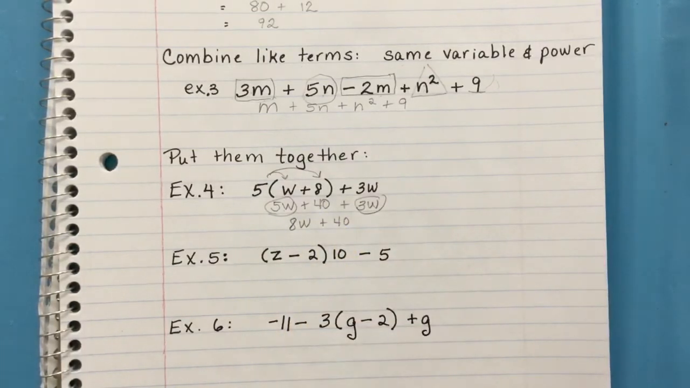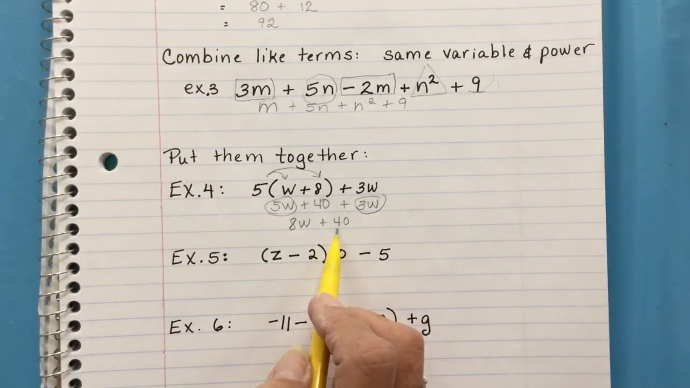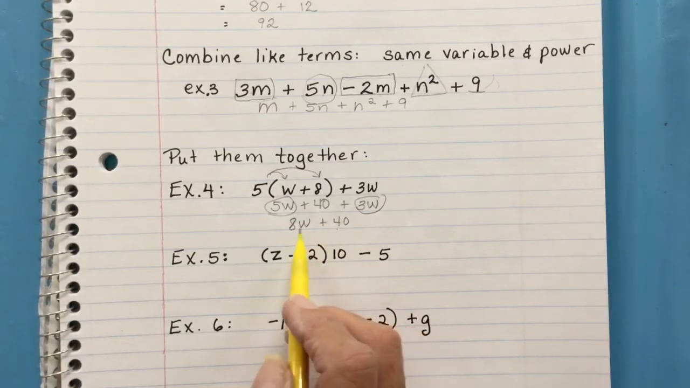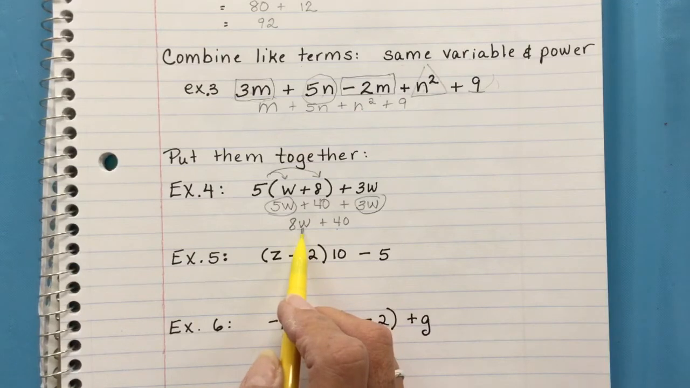And that is simplified as much as we can. We cannot simplify it further because we don't know what w is. This is 40. It's a constant. It cannot be combined with this because this one is a variable and we don't know what it is.